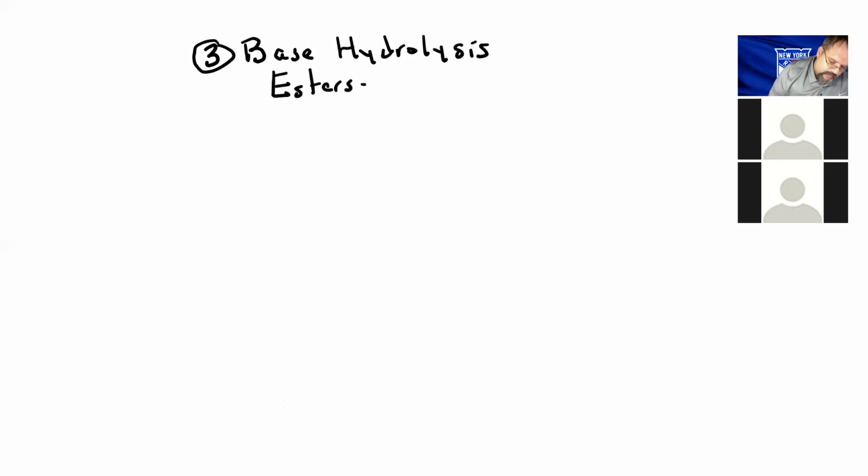All right. Third, we have base hydrolysis. So again, when we talked about esters and we talked about base hydrolysis, we talked about getting back an alcohol and a carboxylic acid salt.